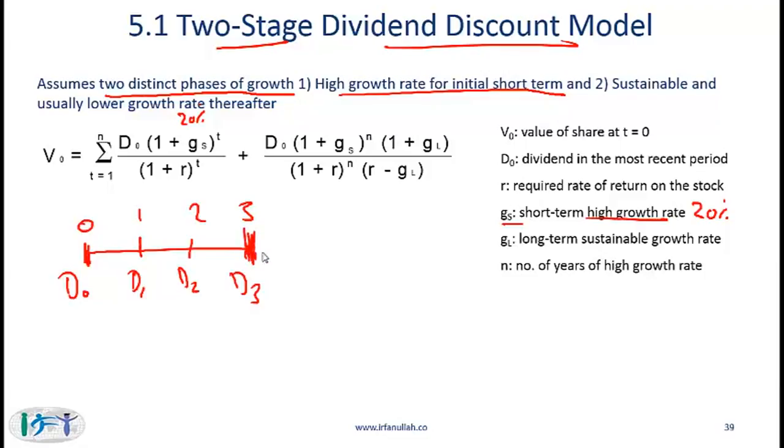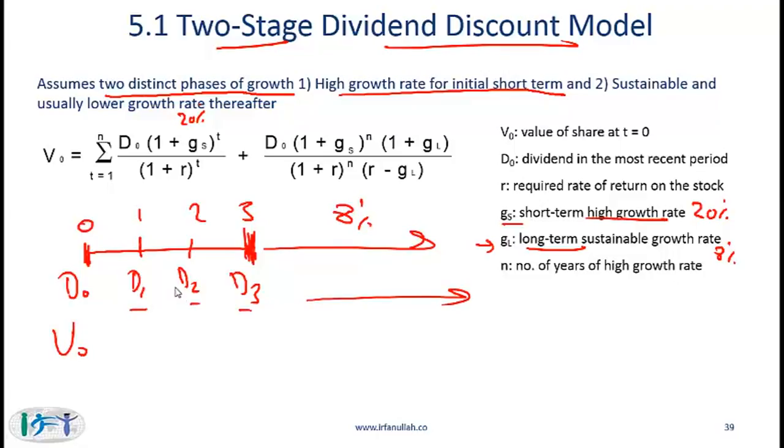Then after this stage, the company keeps growing but at a lower rate. That lower rate is denoted by GL, where L stands for long term. Let's say that that rate is 8%. So what is this formula trying to say? What this formula is trying to say is the following, that to value this company, we still use the basic concept that the value at time 0 is the present value of all future dividends.